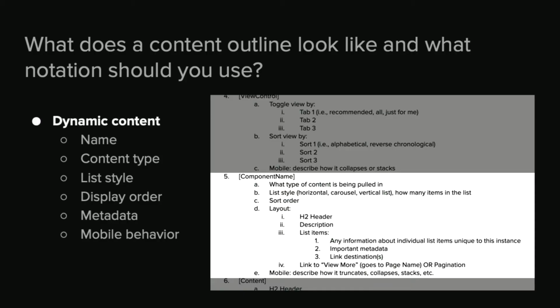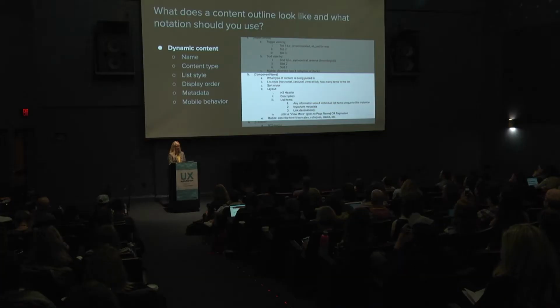So now I'll call out some of the different areas within the content outline. One of the most important things to call out in a content outline is any kind of dynamic content. So that's any content that's being pulled from a system, database, or other integration. This way, your technical team can work with you to make sure it can be pulled in and that all the necessary data is available to support your design. Other things to consider calling out for each component are the name, or what it's called, the type of content being shown, such as is it a news article or an event, and what style of list you will use.